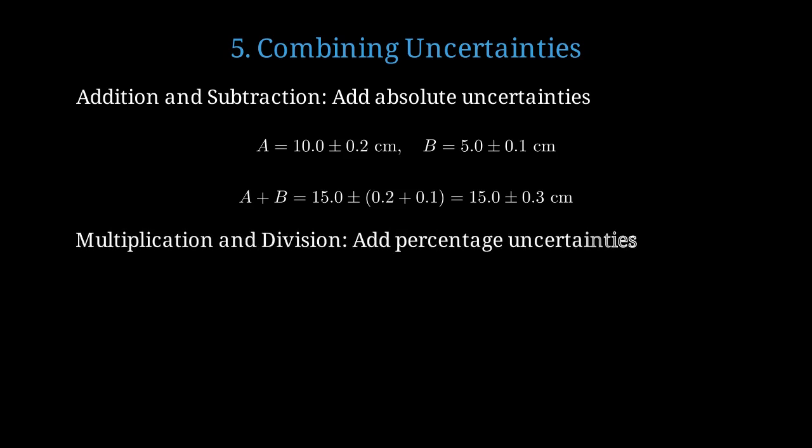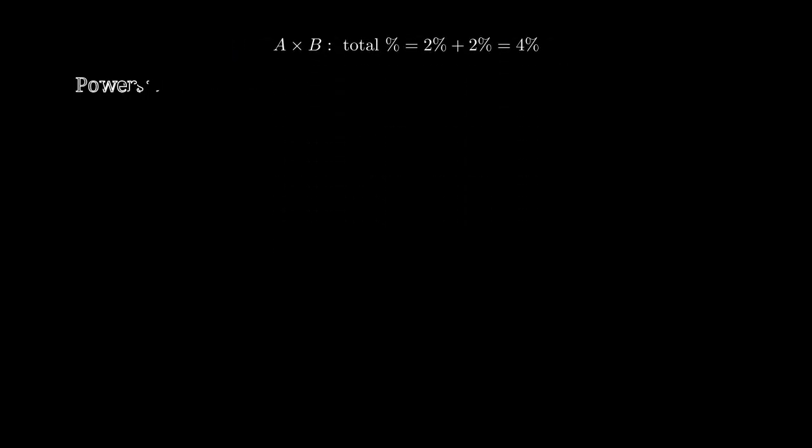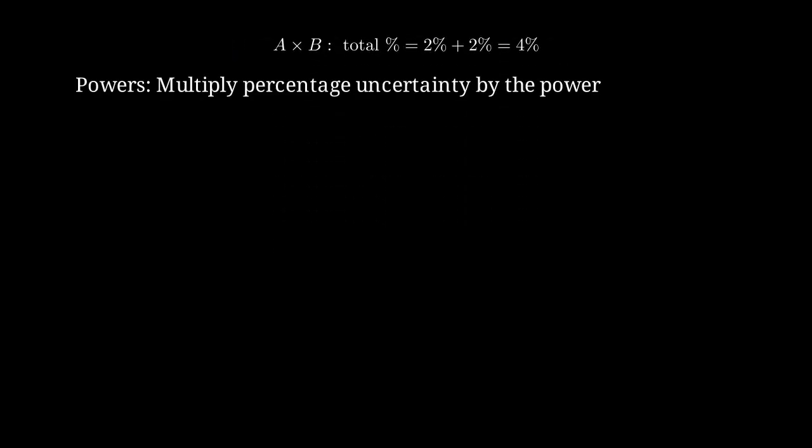For multiplication and division, we add the percentage uncertainties together. If A has 2% uncertainty and B has 2% uncertainty, then A times B has a total percentage uncertainty of 4%. For powers, we multiply the percentage uncertainty by the power value. If A has 3% uncertainty, then A squared has 6% uncertainty.